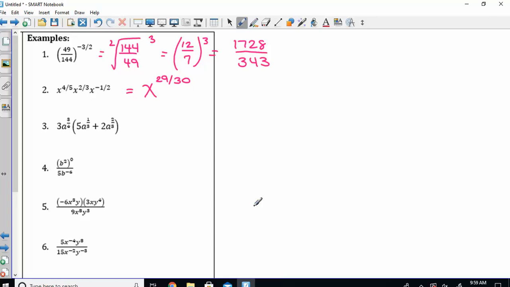All right, the third one. What do I have to do here? Distribute. So when I multiply, I'm going to multiply my coefficients and I'm going to multiply my a's. So my coefficients, 3 times 5 is 15. When I multiply my a to the 3/4 and my a to the 1/3, what do I do with the exponents? Add them. Again, if that's what confuses you, use your calculator. 3/4 plus 1/3.